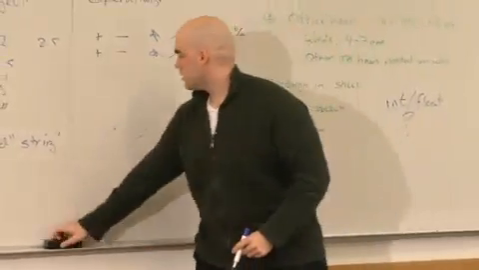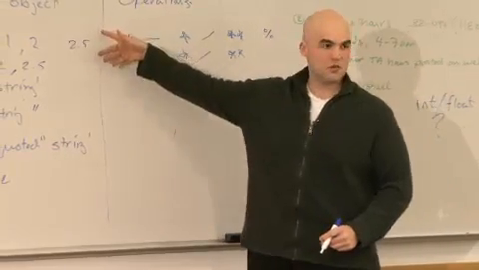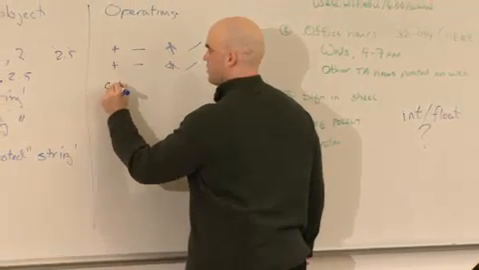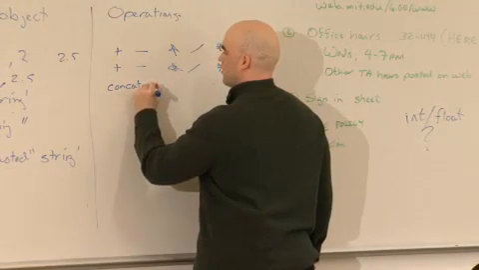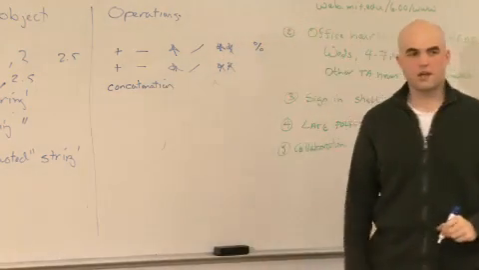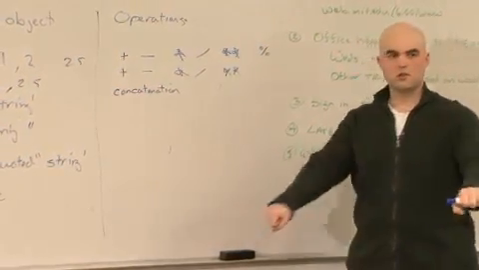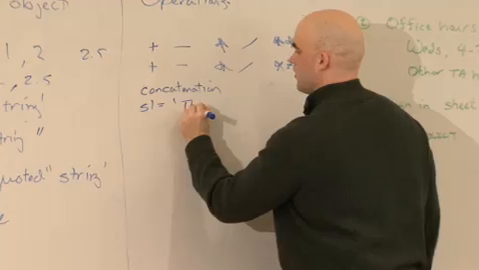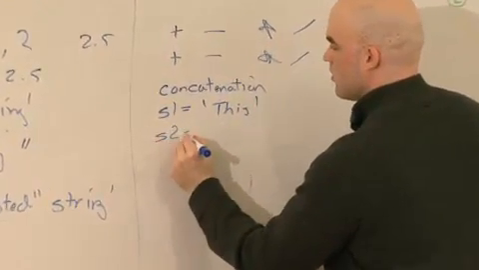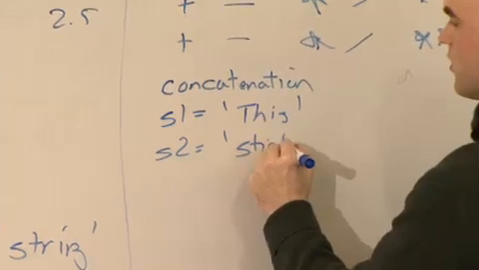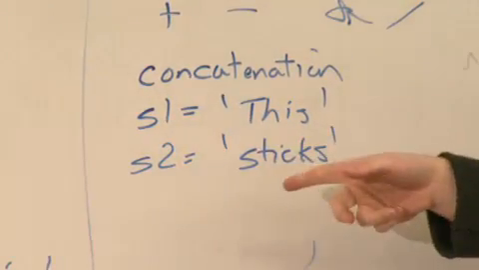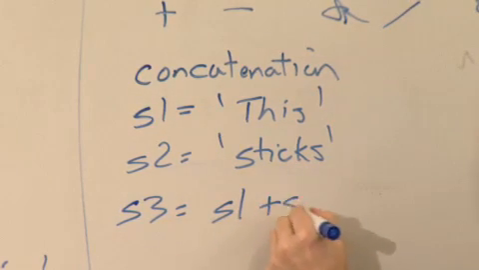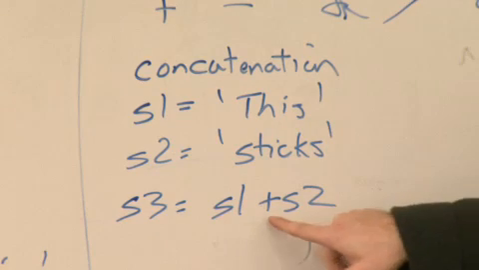Okay, so we've already talked about the operations that we can do on numbers. We can also do operations on strings. So we can do something called concatenation. Concatenation is just a big word for sticking 2 things together. So if I have S1 and S2, and I want to concatenate them together, I use the plus operator.